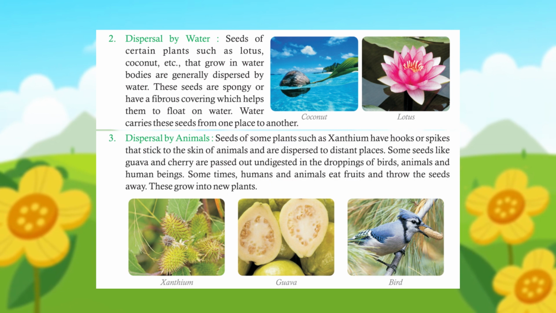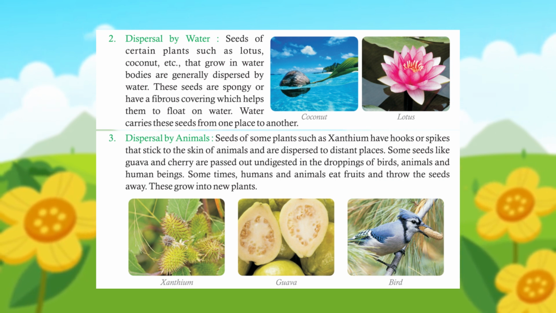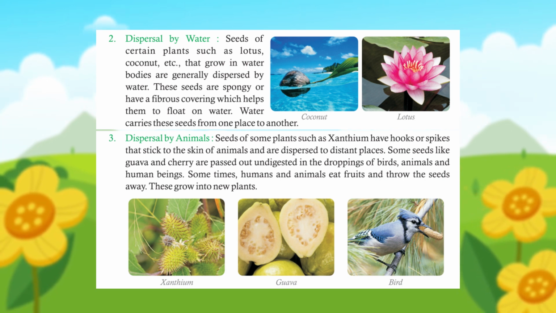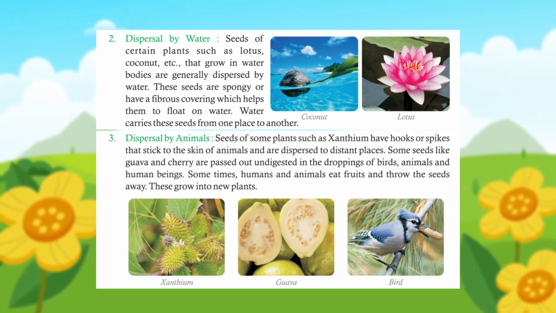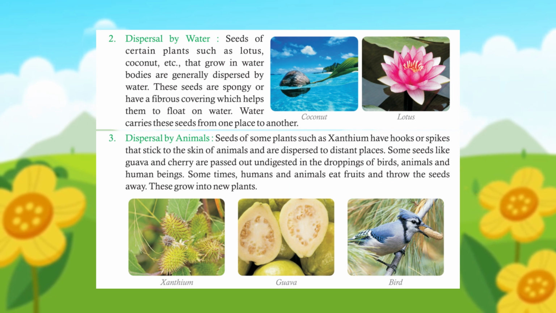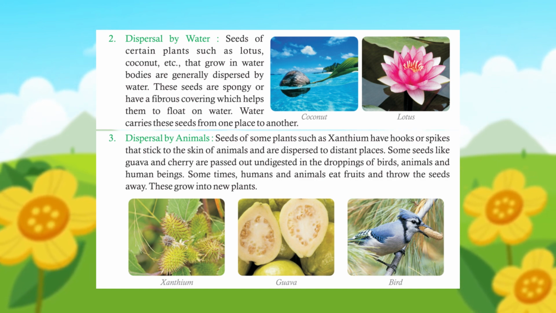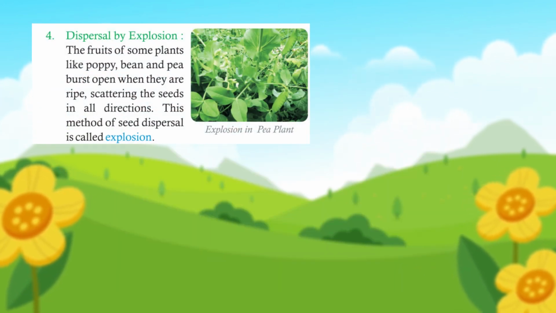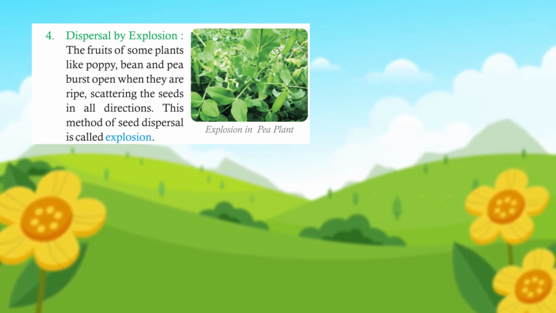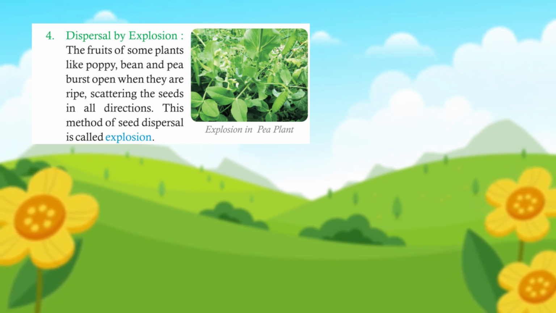3. Dispersal by animals. Seeds of some plants such as xanthium have hooks or spikes that stick to the skin of animals and are dispersed to distant places. Some seeds like guava and cherry are passed out undigested in the droppings of birds, animals and human beings. Sometimes, humans and animals eat fruits and throw the seeds away. These grow into new plants. 4. Dispersal by explosion. The fruits of some plants like poppy, bean and pea burst open when they are ripe, scattering the seeds in all directions. This method of seed dispersal is called explosion.